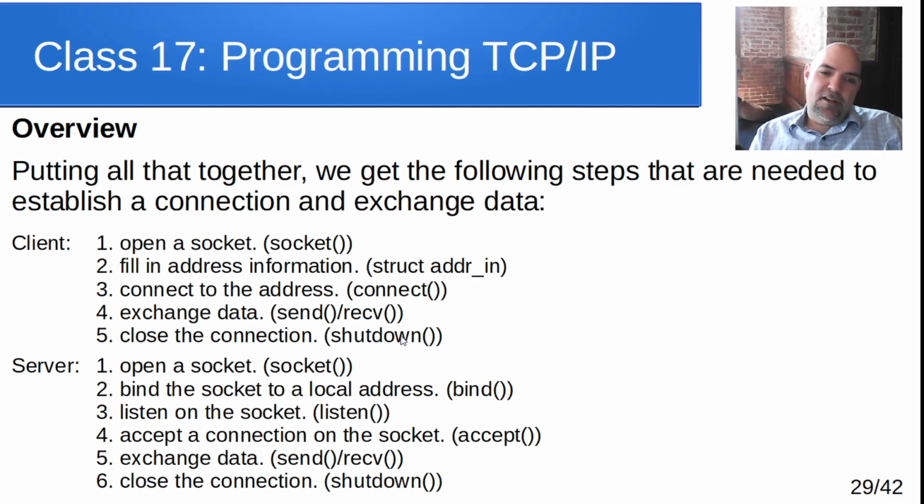On the server end, we open the socket, bind it to the local address, listen on that socket, and accept a connection using accept. Once the connection is accepted, we exchange data using receive and send. And then when we're done, we close the connection and call shutdown, or closesocket if we're on a Windows machine. So that's it. Those are the function calls we need.